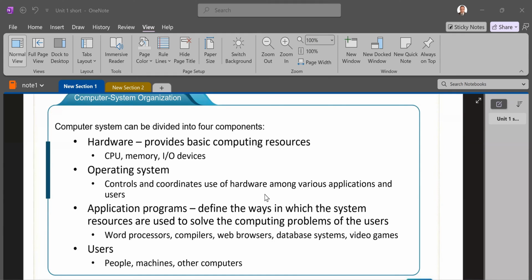The operating system controls and coordinates the use of hardware among various applications and users. Of course, we said it is the intermediary. Application programs are the programs that the user uses. And finally, there is the user.